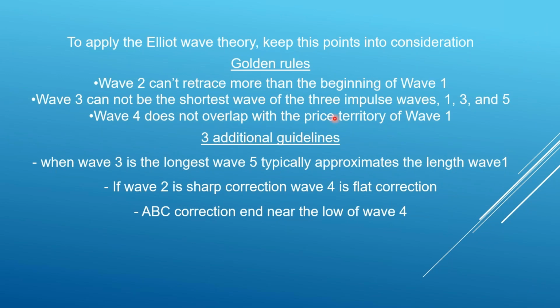And there are also additional guidelines. When wave 3 is the longest wave, wave 5 typically will be the length of wave 1. And if wave 2 is a sharp correction, wave 4 is a flat correction. Waves 2 and 4 should be different in as many ways as possible. An ABC correction ends near the low of wave 4.